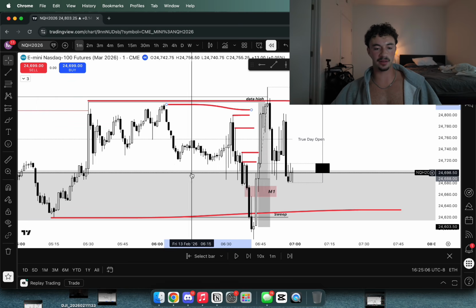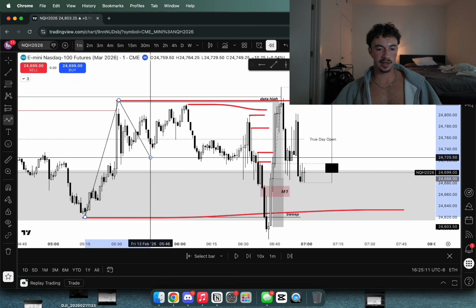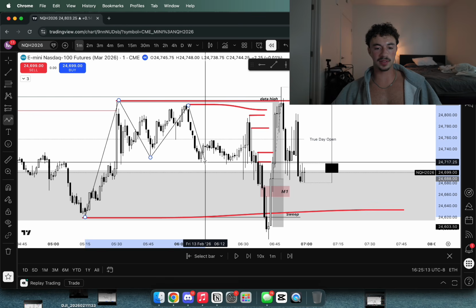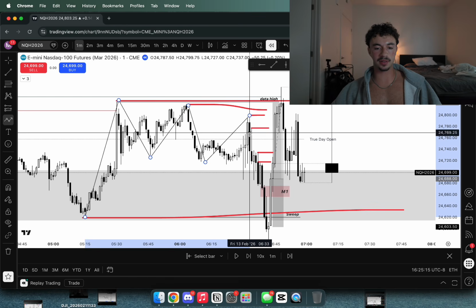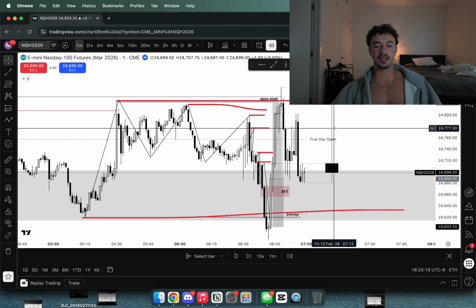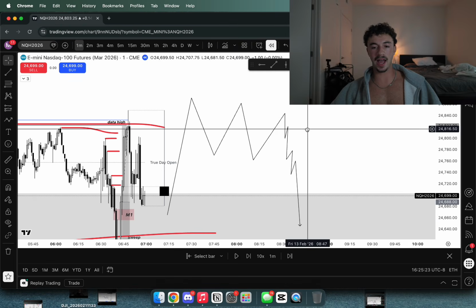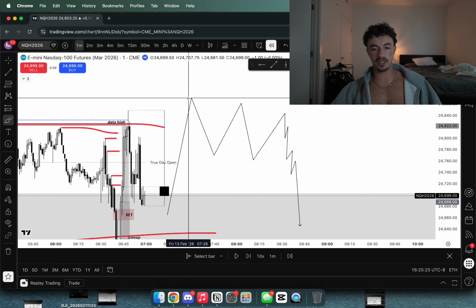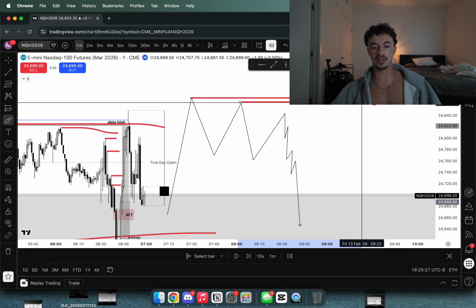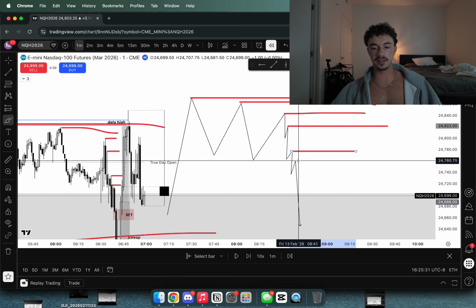Let me draw this out. Price goes up, goes down, goes up, goes down, and so on. Let me drag this over here now. What do we have? Unswept high 1, unswept high 2, unswept high 3, 4, 5, 6.